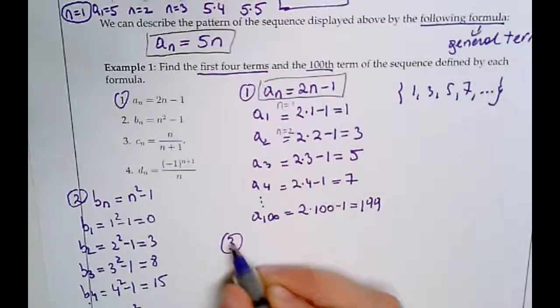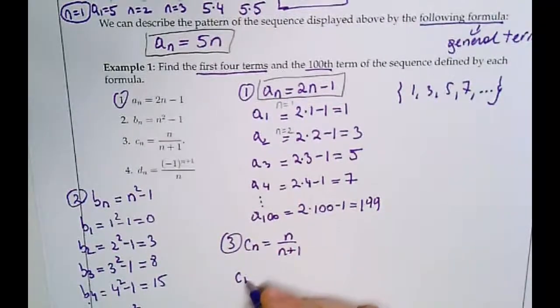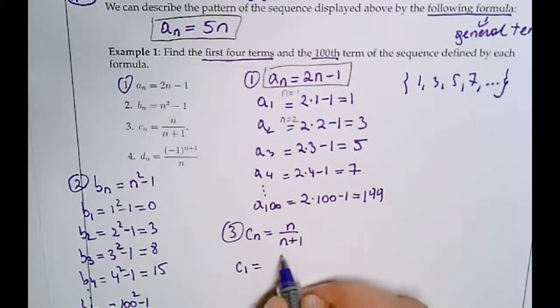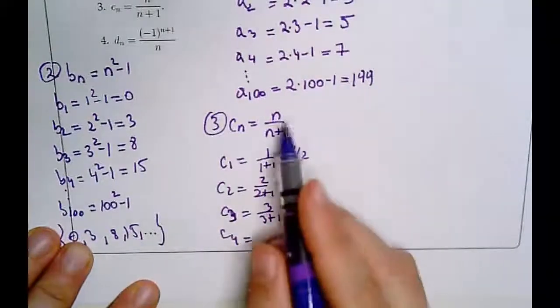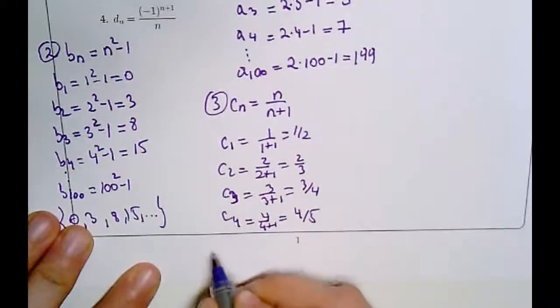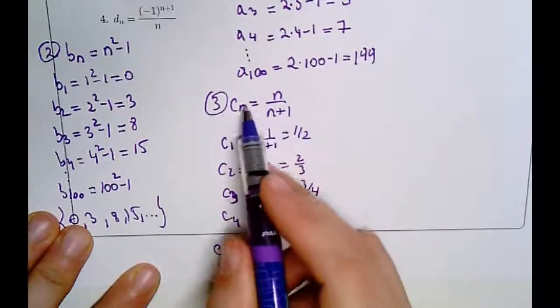All right, what about the third sequence, cn? cn equals n over n plus 1. So what's C1 going to be? n is 1 now, so 1 over 1 plus 1, which is 1/2. C2 is 2 over 2 plus 1, which is 2/3. C3 is 3 over 3 plus 1, which is 3/4. And then C4 is 4 over 4 plus 1, which is 4/5. And then C100 is going to be 100 over 100 plus 1, because n is 100.